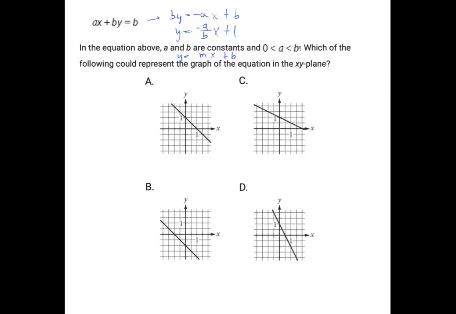Now, taking apart this expression here, we're seeing that 0 is less than a. So a is greater than 0. In other words, a is positive. And what are we seeing about b? B is bigger than a. So a and b are both positive. B is the bigger number.